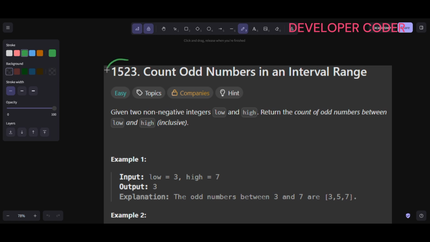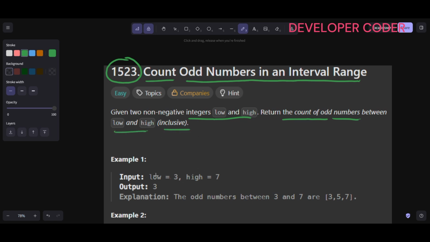Problem number 1523. Count odd numbers in an interval range. So, very easy problem. In this problem you are given two non-negative integers low and high, and we have to return the count of odd numbers between low and high inclusive, right?